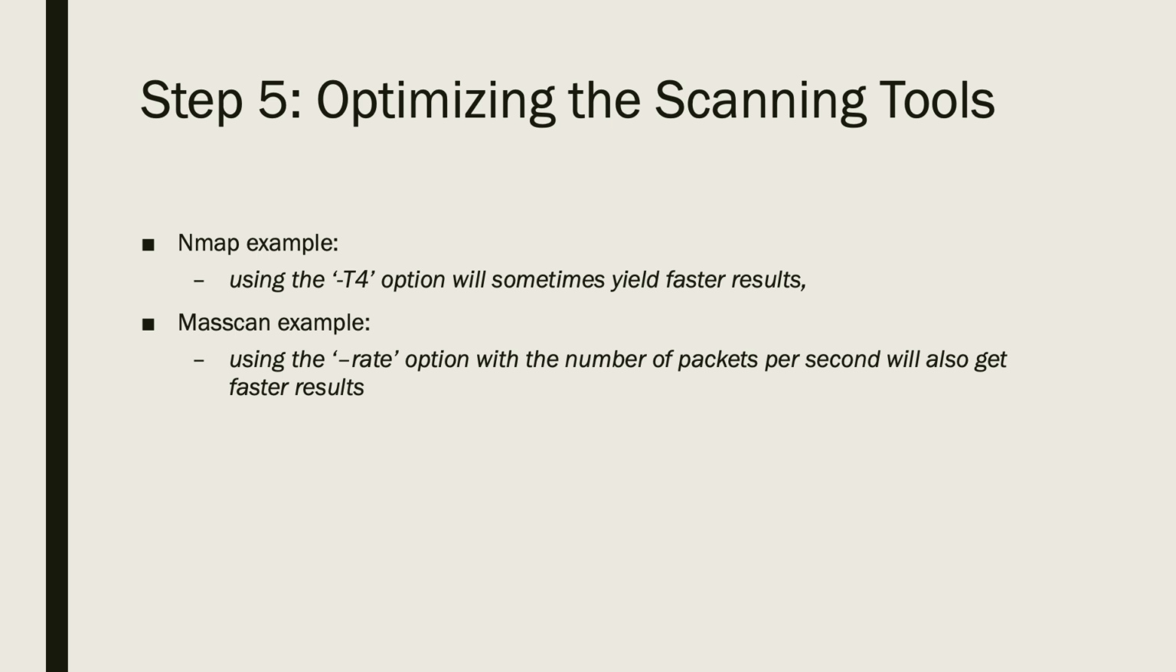You can optimize your scanning tools. So with this, I just put a couple examples for Nmap. You can use the -T4 option to sometimes get faster results, and with Masscan, you'd want to use the --rate option.